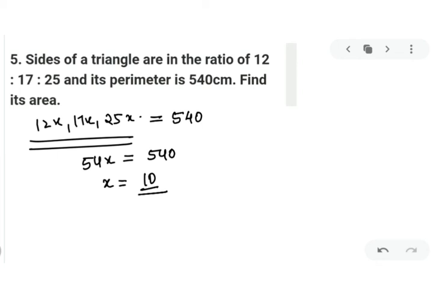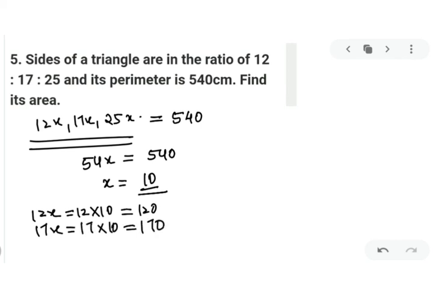Once you have the value of x as 10, you have to put it in 12x. That will be 12 into 10, that will be 120. Your other side will be 17x, 17 into 10, that is 170. And your third side is 25x, that is 25 into 10, that is 250.